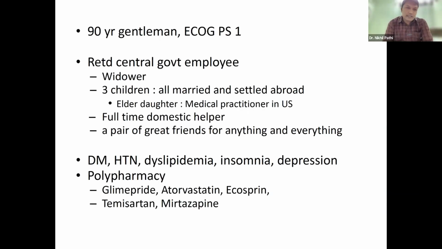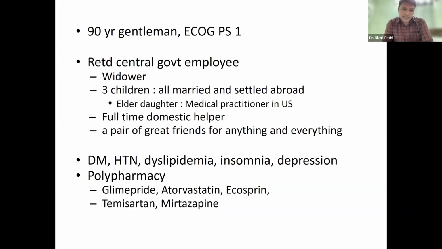So he is another 90-year-old gentleman. He had a good ECOG performance status. He's a retired central government employee. He's a widower. He's got three children, all of them married, settled abroad. His elder daughter is a medical practitioner in the US. He has got a full-time domestic helper, with the help of whom he manages things. And he has got a great pair of friends, two friends actually.